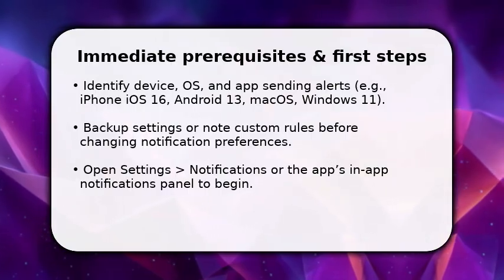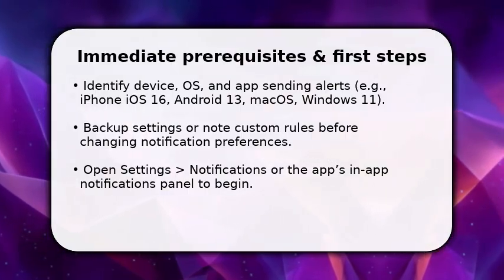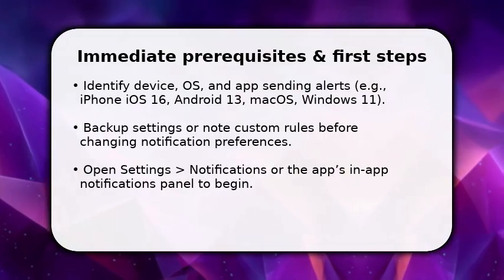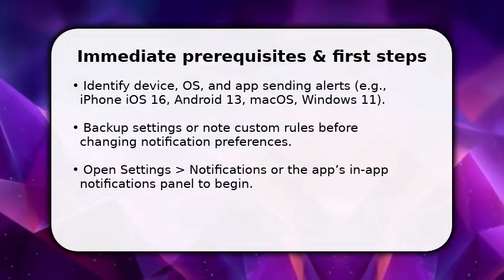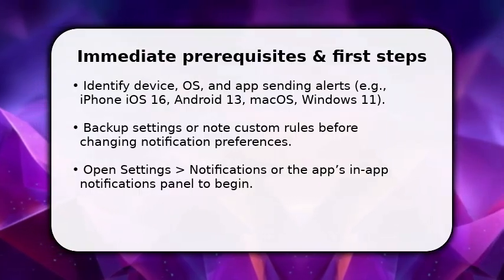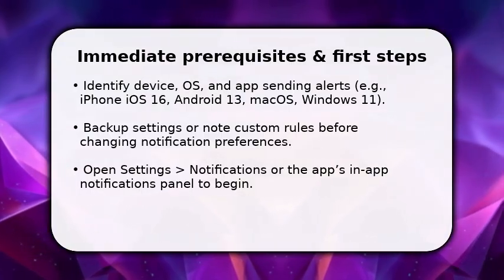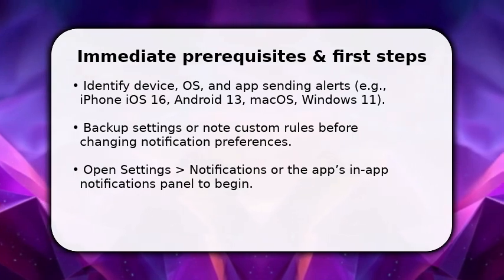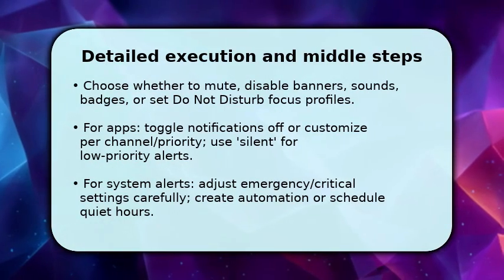Then open Settings and go straight to Notifications, or launch the offending app's in-app preferences to access its notification controls. This ensures you begin with the correct context and prevents accidental global silencing of important alerts. Now you take specific actions.